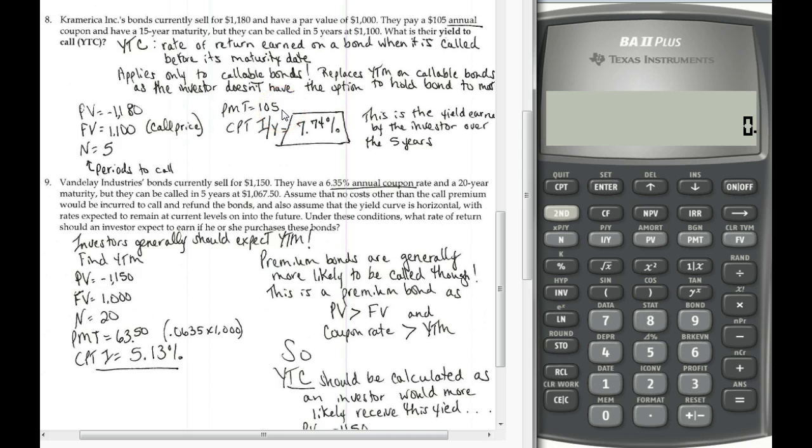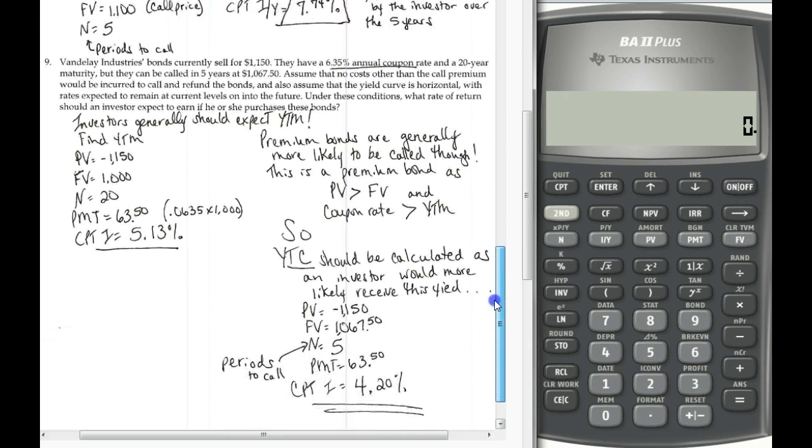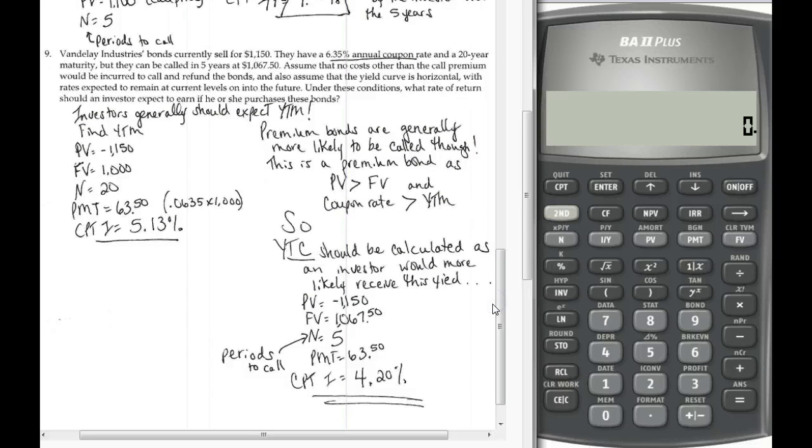The yield to call is a rate, so you compute the I, and in this case you find 7.74% is the yield to call. This is essentially the return the investor would receive. This is their yield, if you will, if they held on to that bond for 5 years and it was called at that point. So that's yield to call. Number 9 is another yield to call type problem. Just having you look at yield to call versus yield to maturity. The solutions are right there in front of you. I think you can get it just by looking at those. I don't think you need me to talk over them.